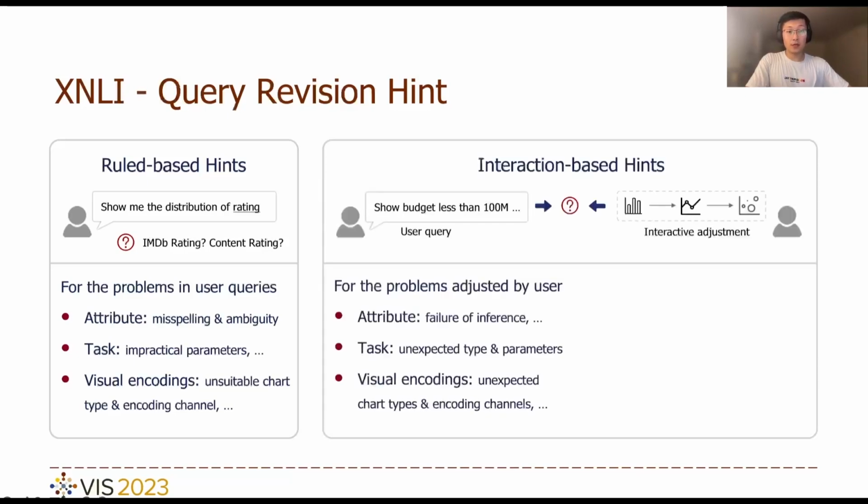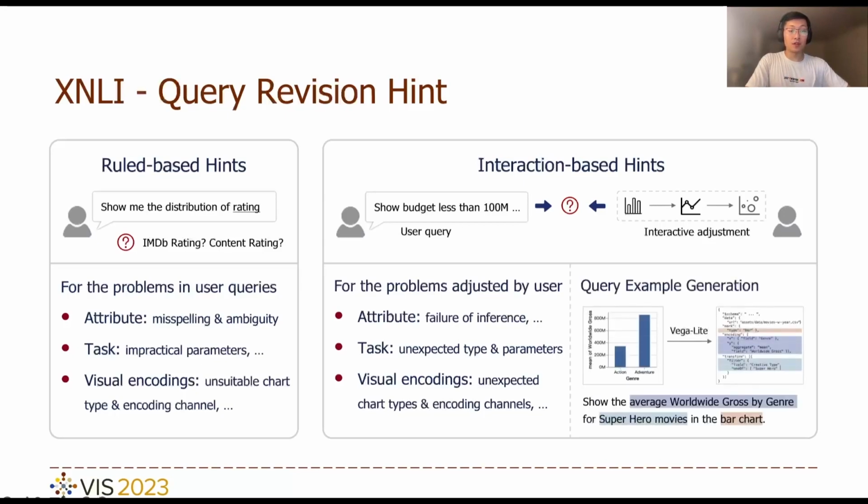Other errors, such as unexpected types of tasks, are more likely caused during the query processing. The system detects these problems based on the analysis of user query and the interactive adjustment, and provides interaction-based hints to suggest a valid query phrasing. Moreover, the system provides query examples for the corrected visualization results based on the template-based method.